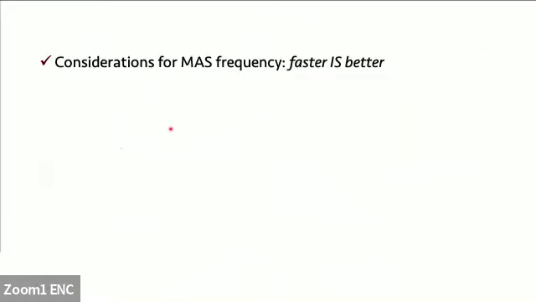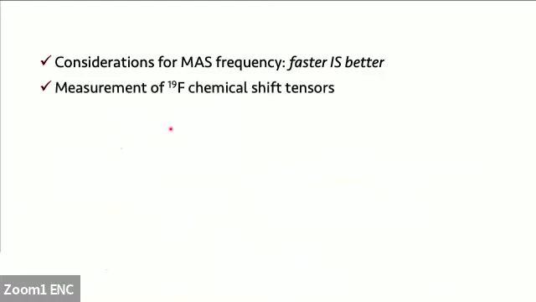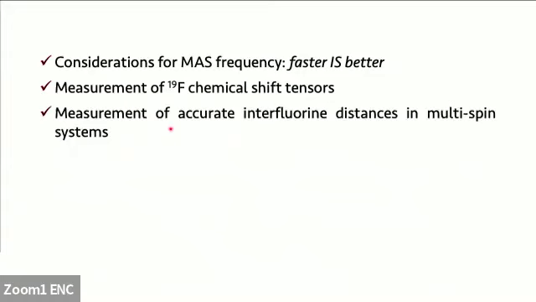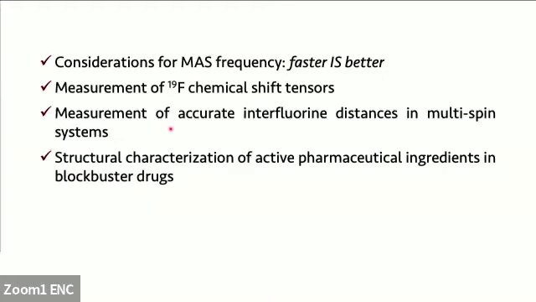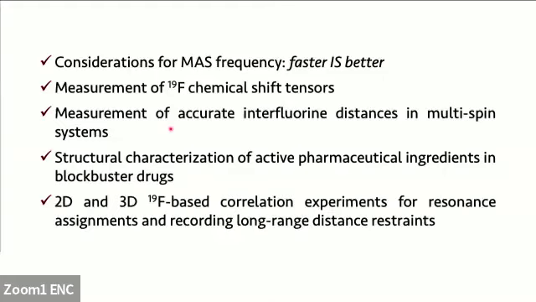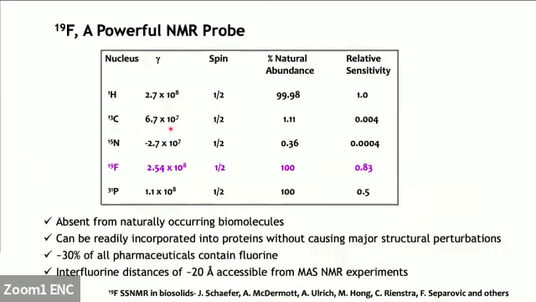And so specifically, we'll talk about considerations for magic angle spinning frequencies. You will see that spinning faster is invariably better. We'll talk about how to measure fluorine chemical shift tensors, how to measure accurate interfluorine distances in multi-spin systems, how to structurally characterize active pharmaceutical ingredients in blockbuster drugs, 2D and 3-dimensional fluorine-based correlation experiments to look at resonance assignments and also determine long-range distance restraints, and our results on dynamic nuclear polarization fluorine-enhanced NMR.